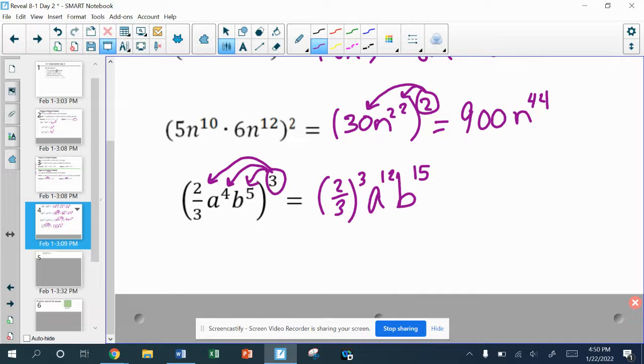You can certainly write that out if you want to, but I know that in the numerator I would have 2 to the 3rd power, which is 8, and in the denominator I'll have 3 to the 3rd power, which is 27.